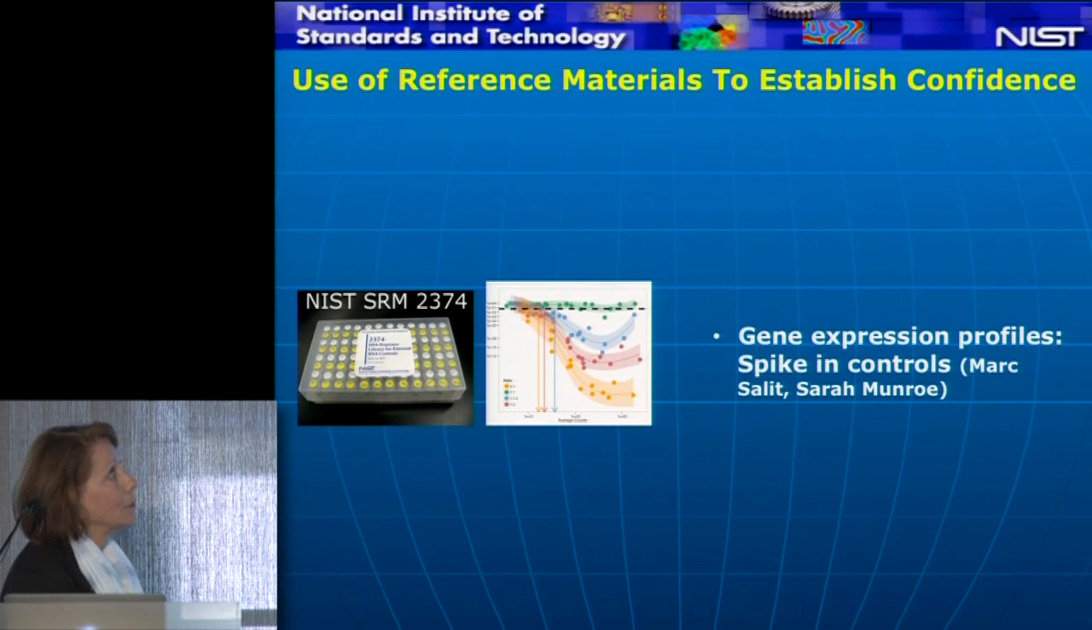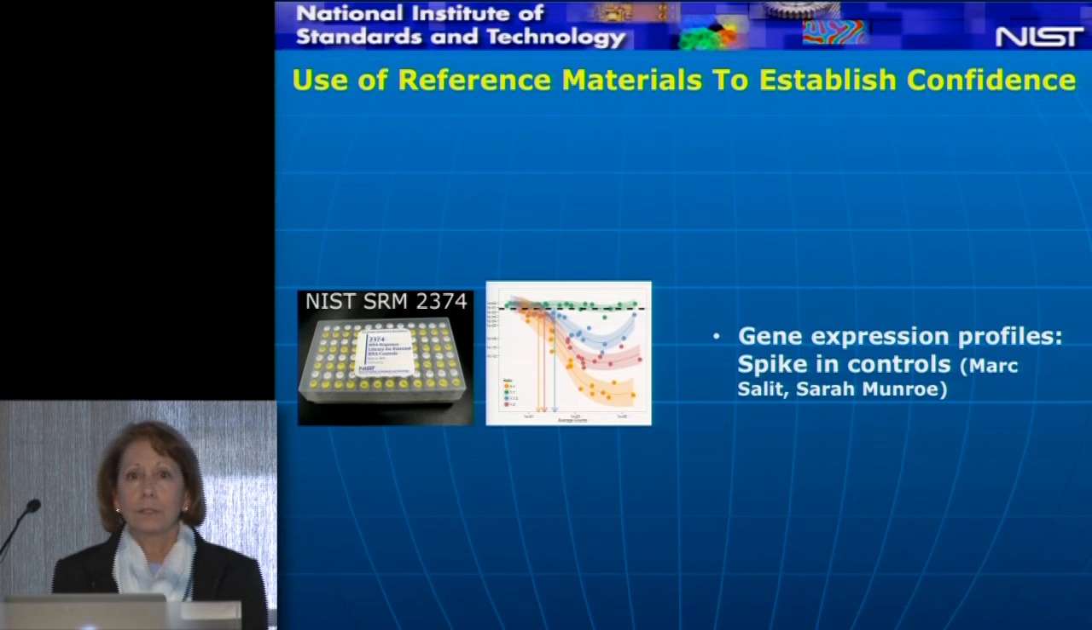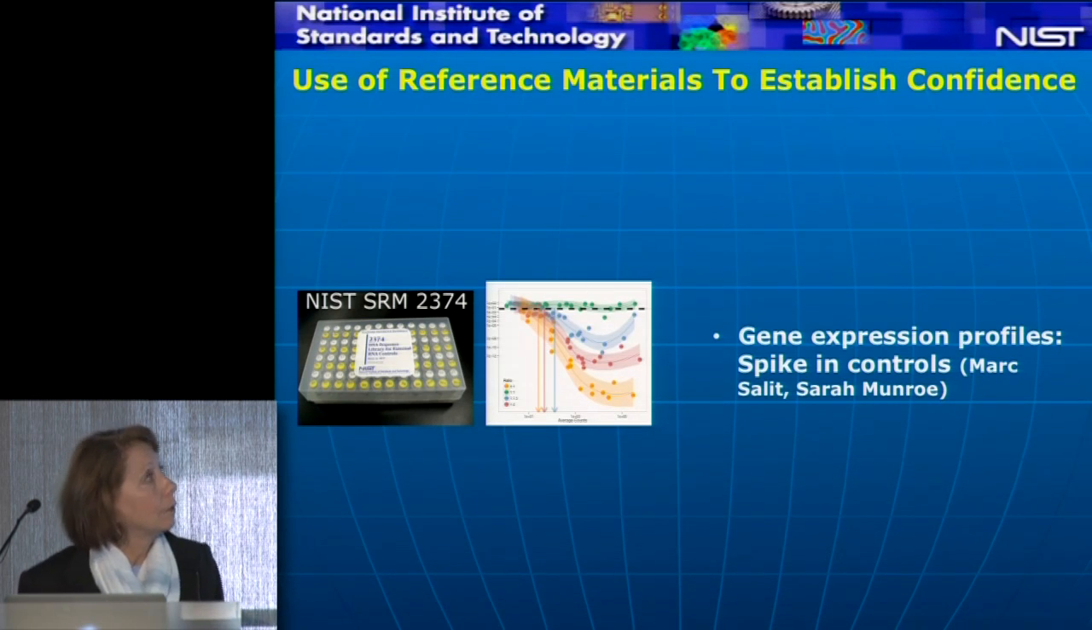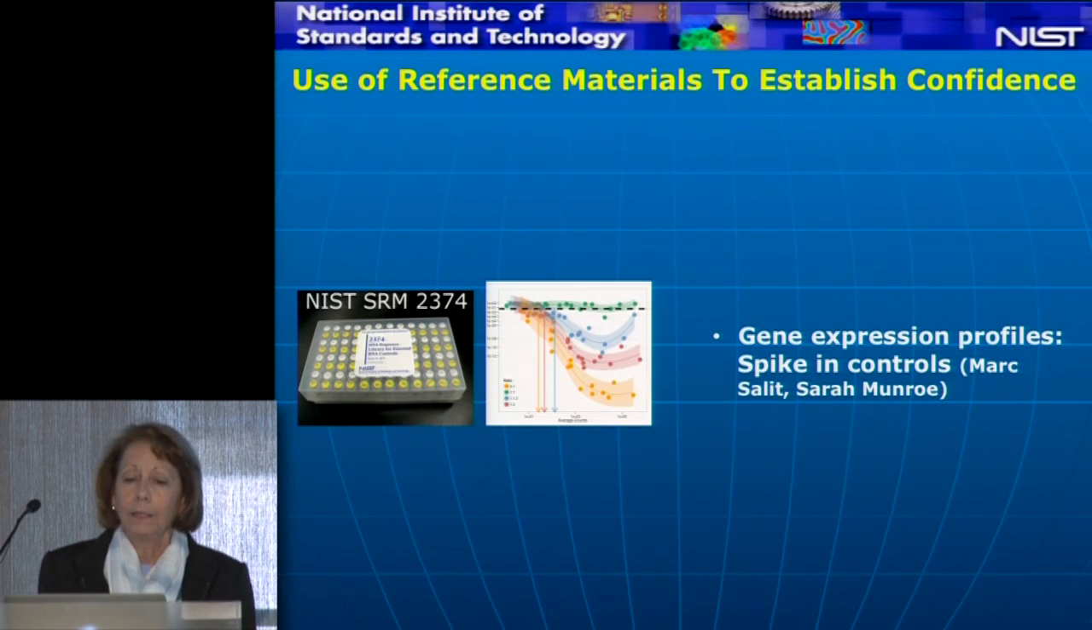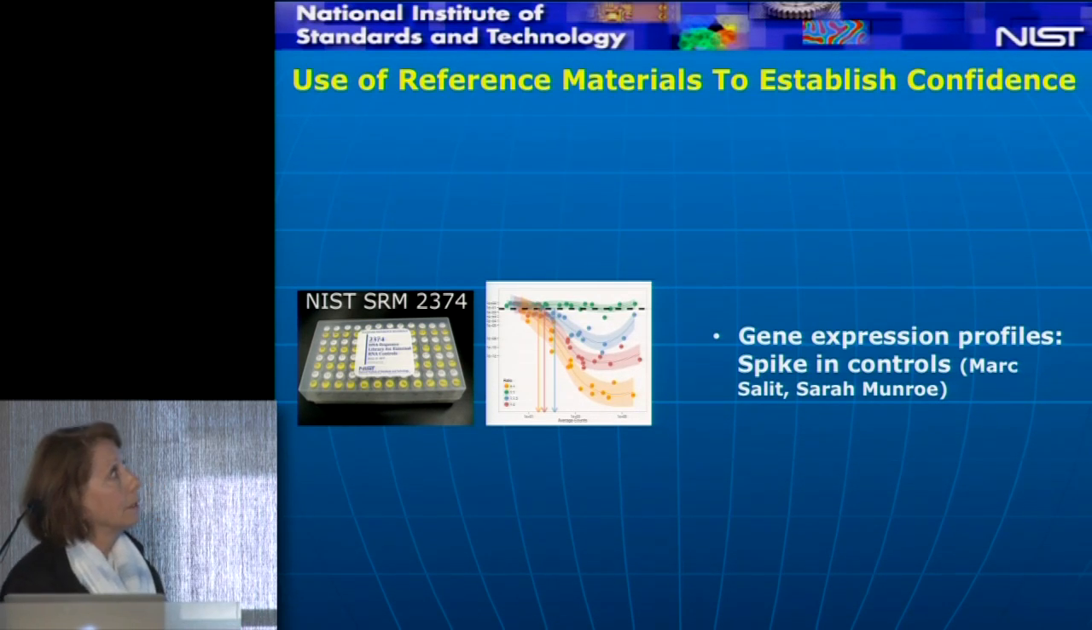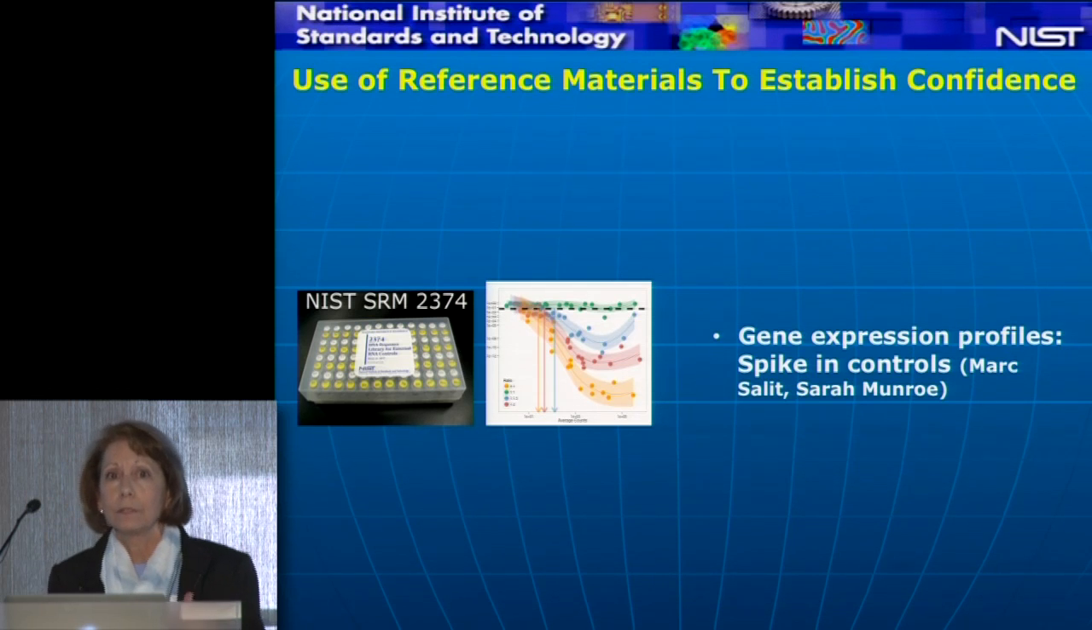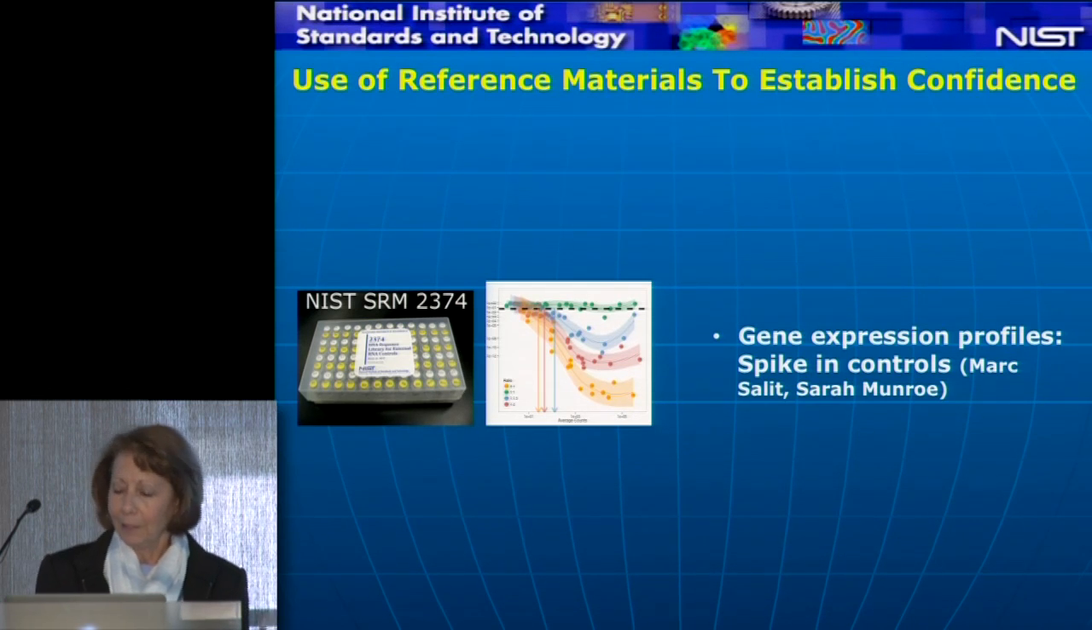Probably everybody in this room is familiar with the spiking controls that NIST developed for QCing genomic and particularly microarray data that give you confidence in your ability to detect differences that might be small relative to the precision of your measurement.